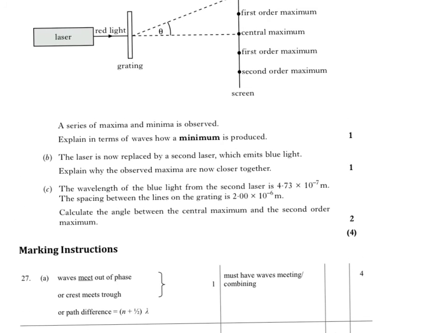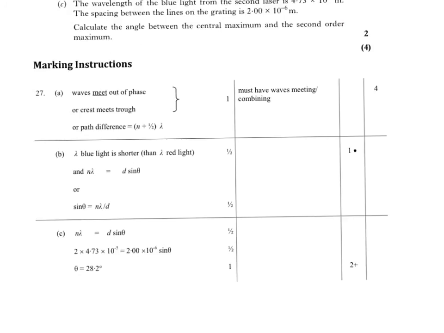Part C says the wavelength of the blue light from the second laser is 4.73 times 10 to the minus 7 meters, and the spacing between the lines on the grating is 2 times 10 to the minus 6 meters. Calculate the angle between the central maximum and the second order maximum. So this is an easy question, okay? They've given you the value for d. You don't even have to work that out. And they've given you the wavelength.